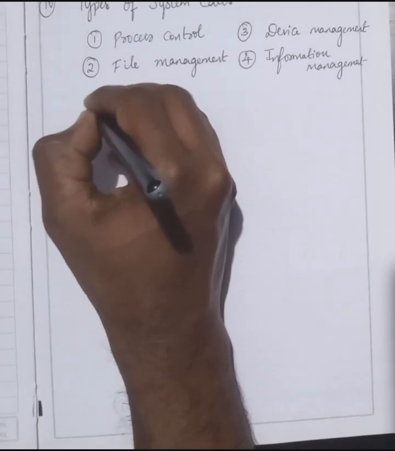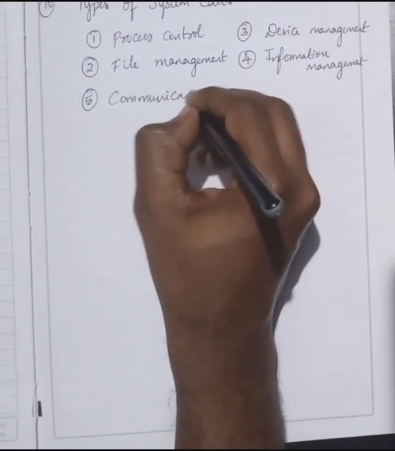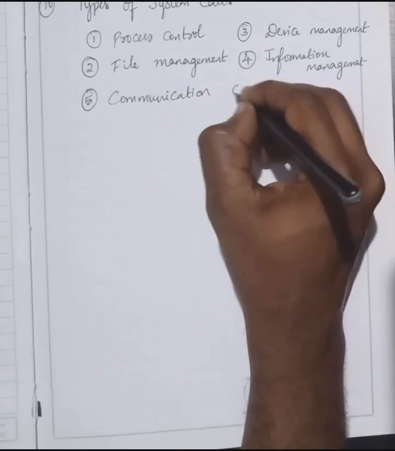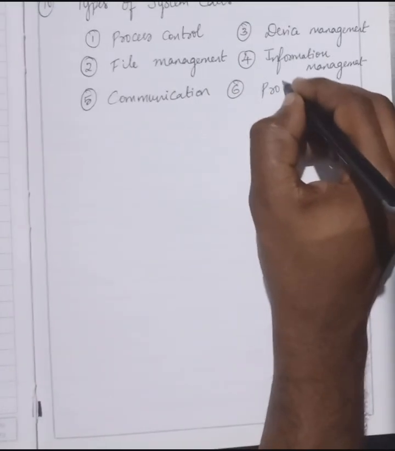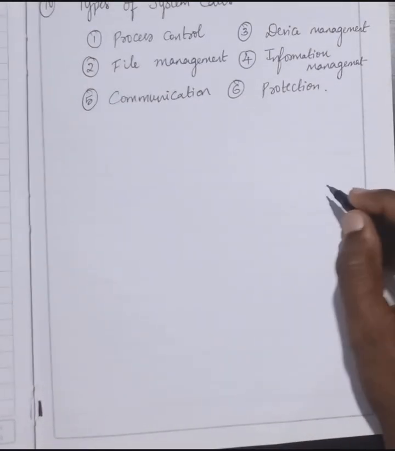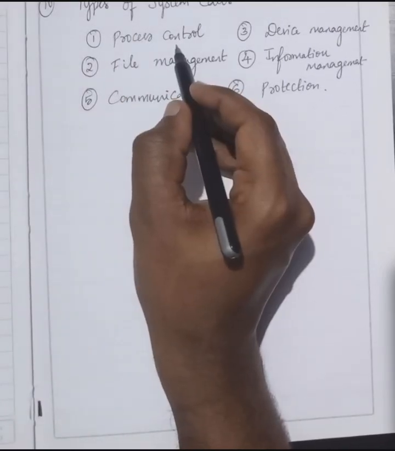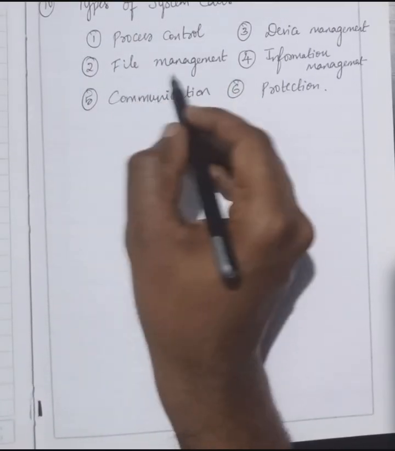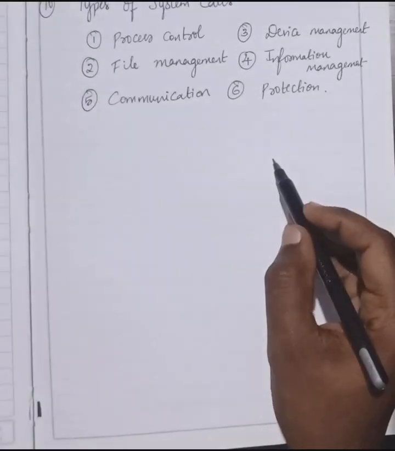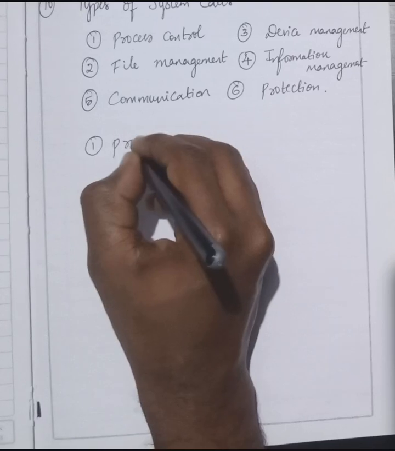Okay, so then the fifth one is communication, and the sixth one is protection. Now we'll see which are the subtopics, meaning what are the things we're going to do in process control, and in the same way we'll see each one in depth. First we'll start with the first one, that is process control.